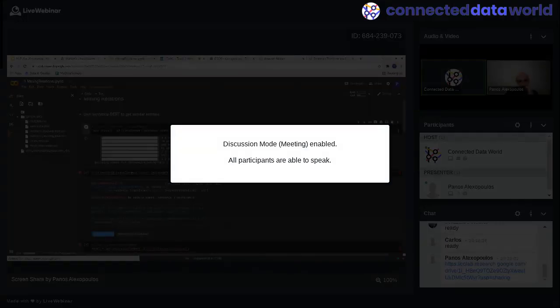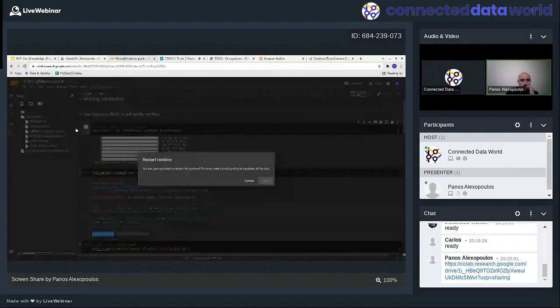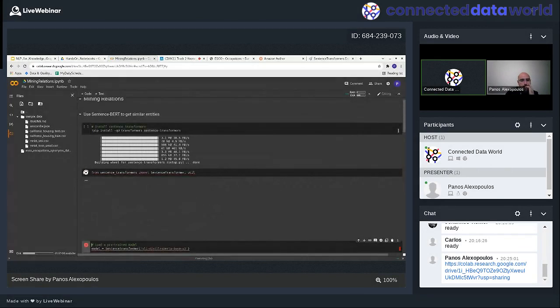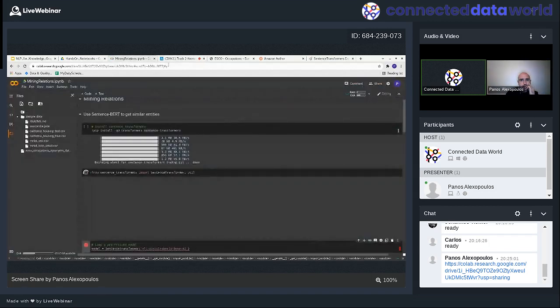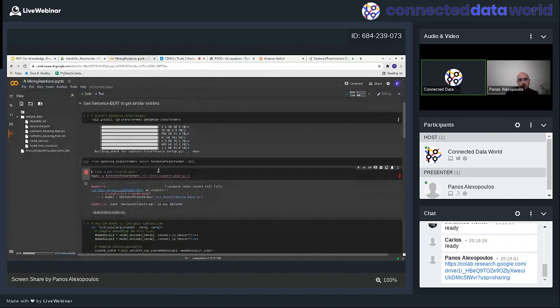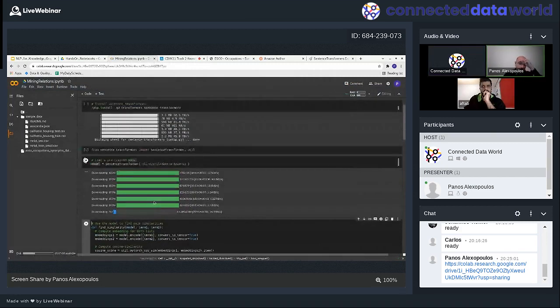Okay, so we have installed this. I'm restarting the runtime. I will start giving everyone audio and video access. Okay, so now we have managed to import the sentence transformer, and now we are loading the model. It's a big one, so it takes a while.